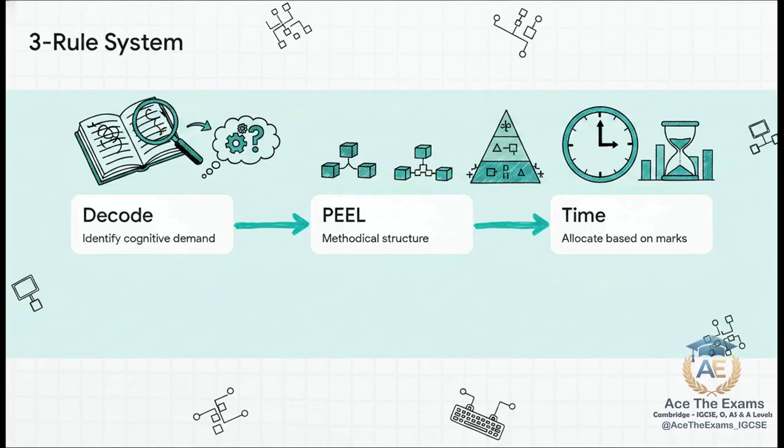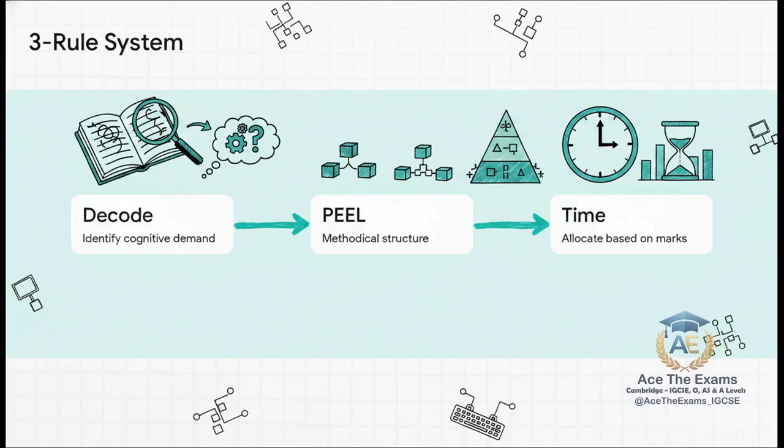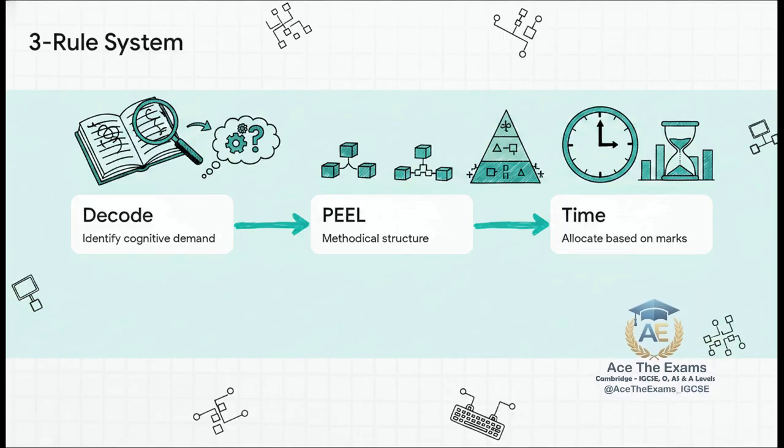Rule 3, time management matrix. Allocate your exam time strictly based on the mark weighting of the question. Please, do not spend 10 minutes writing a beautiful complex paragraph for a question that is only worth 2 marks. It ruins your pacing for the rest of the paper.